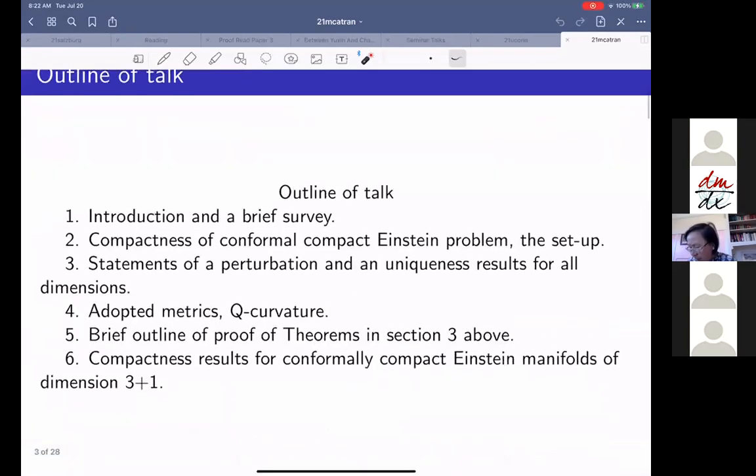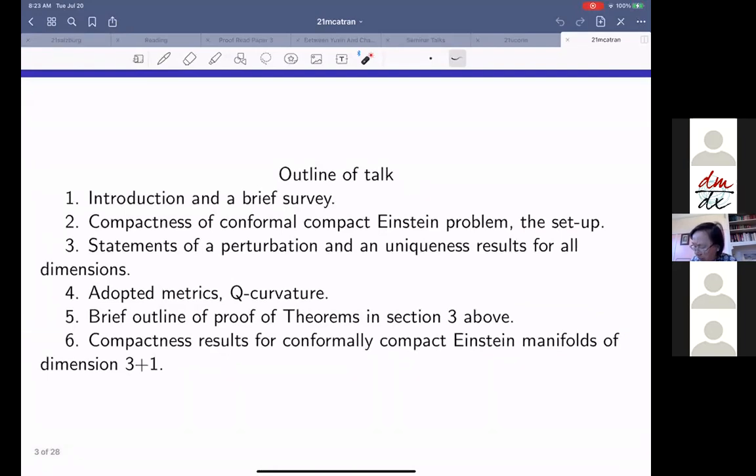So here is the outline of my talk. First, I will give an introduction explaining the notation and a brief survey of the subject. And then I will talk about the compactness of such manifolds and the way it is set up. And then the main result I will report today is a compactness result, but it's a perturbation compactness. And a perturbation means you perturb the conformal infinity from a standard metric.